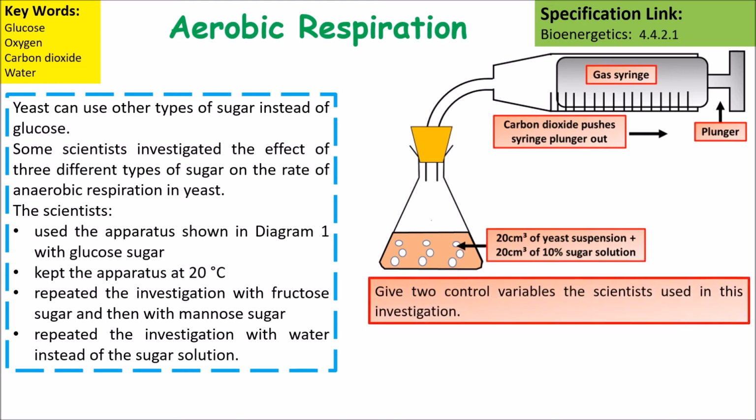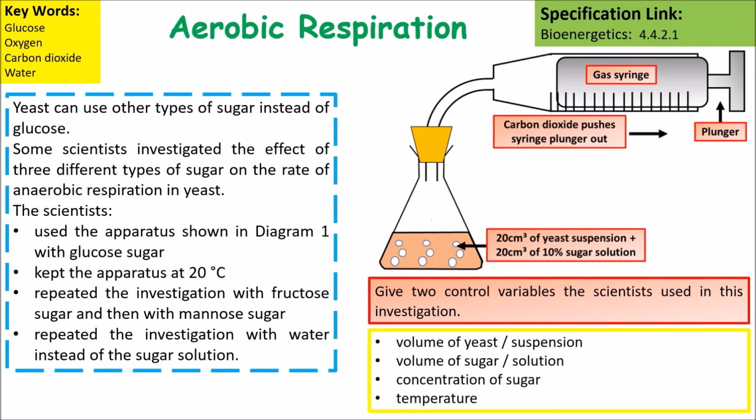So if we were looking at 2 control variables that they'll need to keep the same, you're looking at something like the volume of yeast, the volume of sugar, the concentration of sugar, and the temperature would be important things to keep the same.